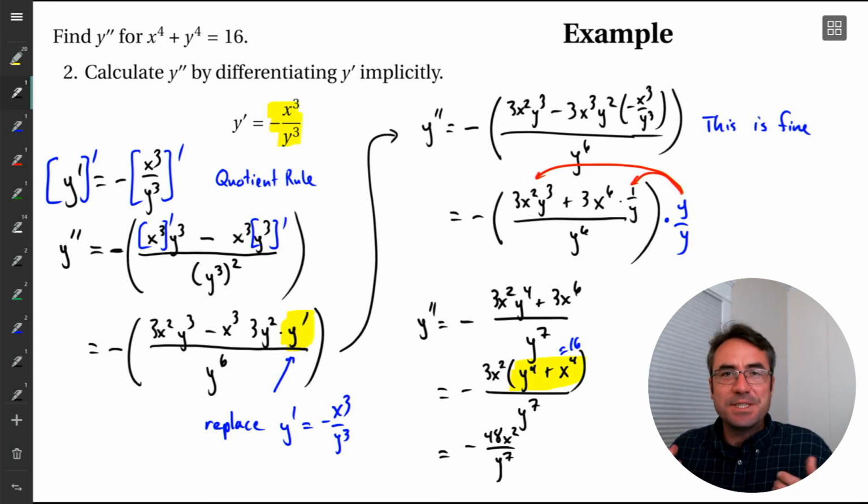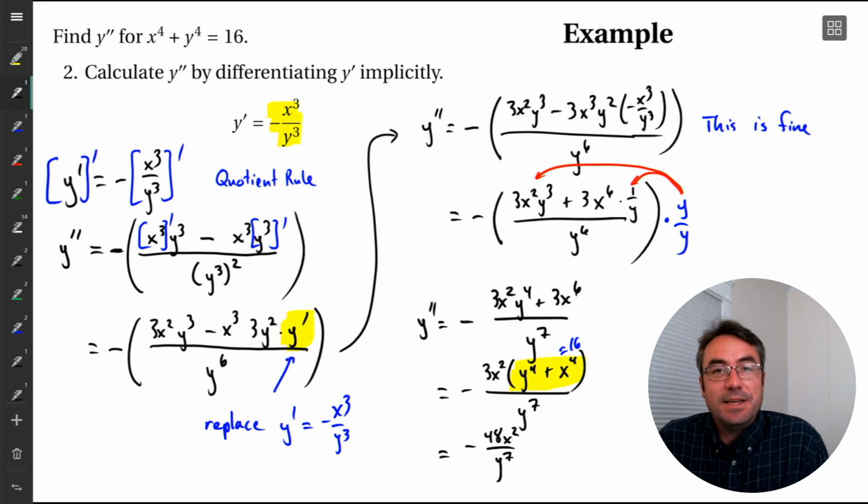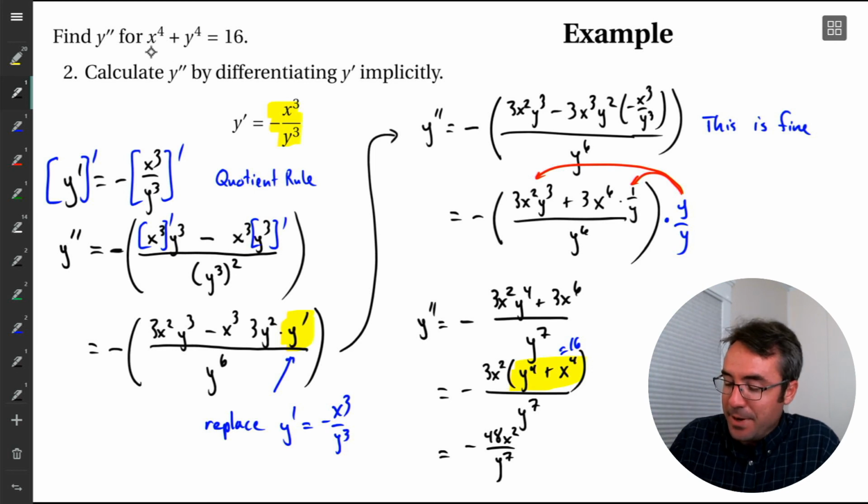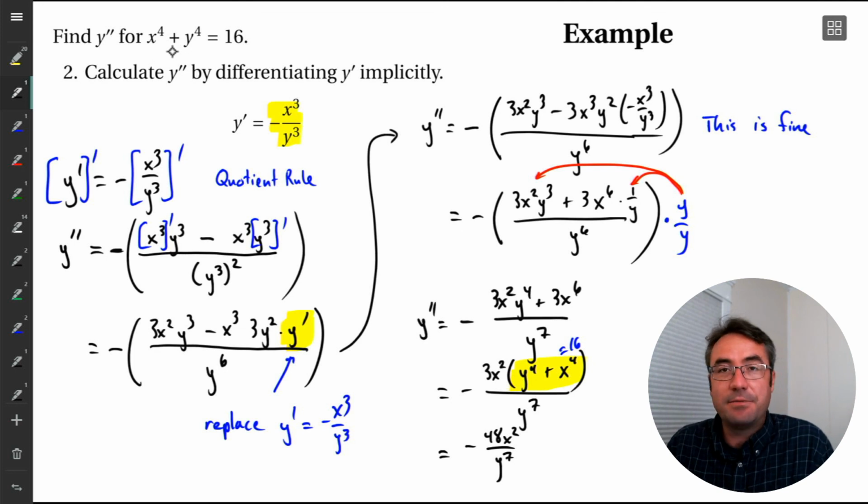All right, so just getting some practice here, calculating derivatives with implicit differentiation. And we have to do this whenever we have just an equation and it's not explicitly written in the form y equals. So we had this equation x to the 4th plus y to the 4th equals 16. It's not in the form y equals, so we had to do implicit differentiation twice to get our second derivative.